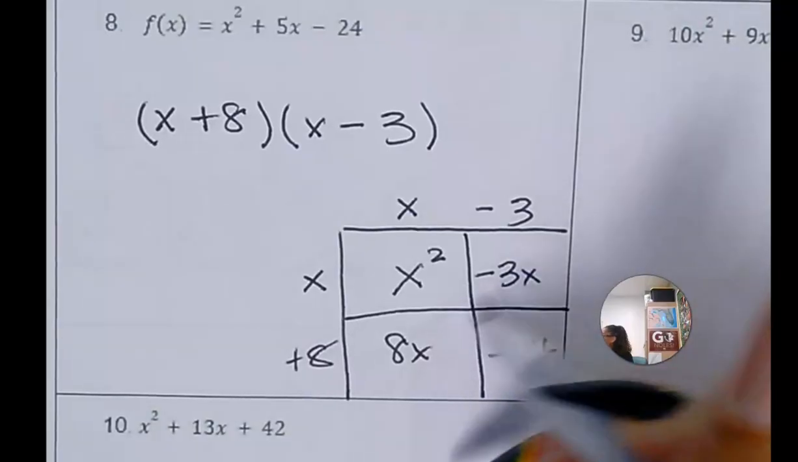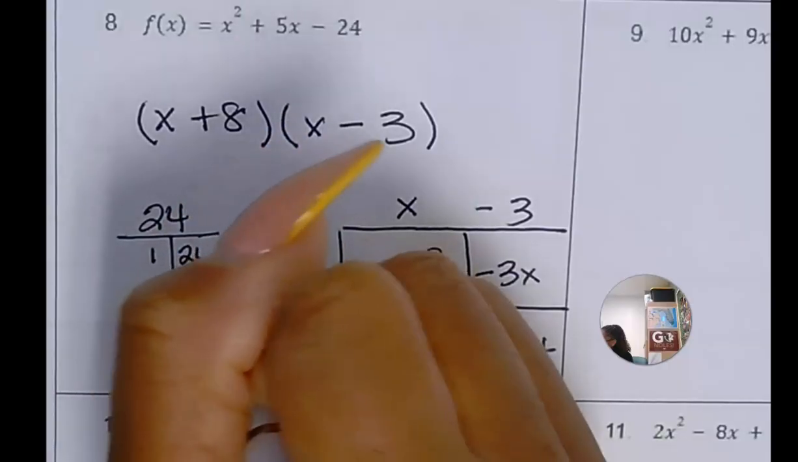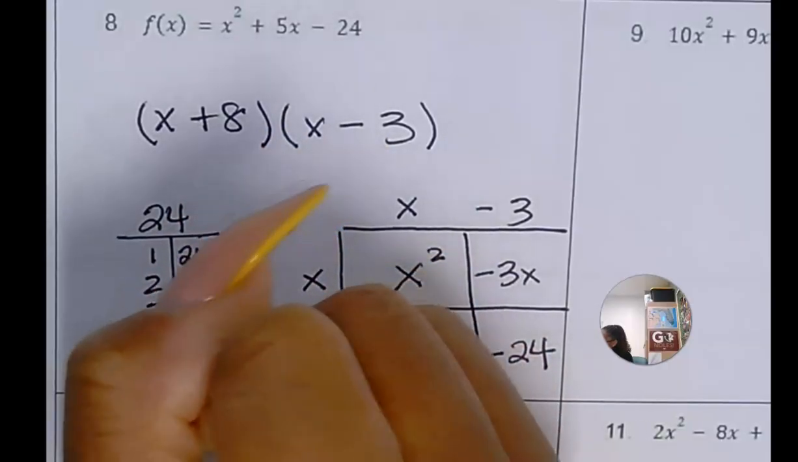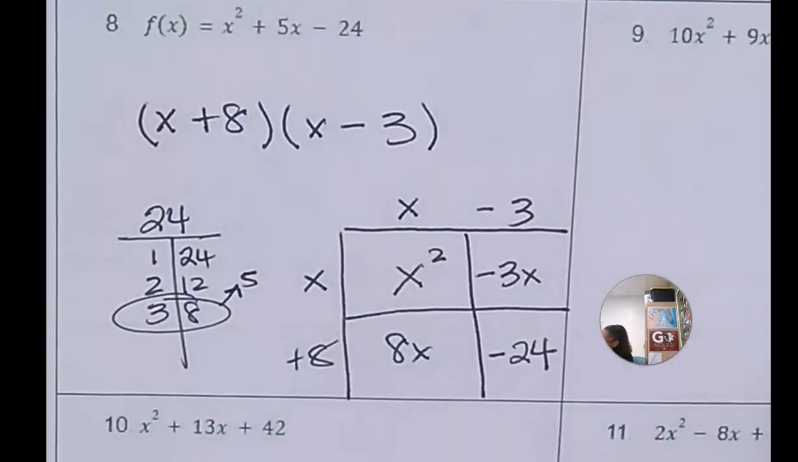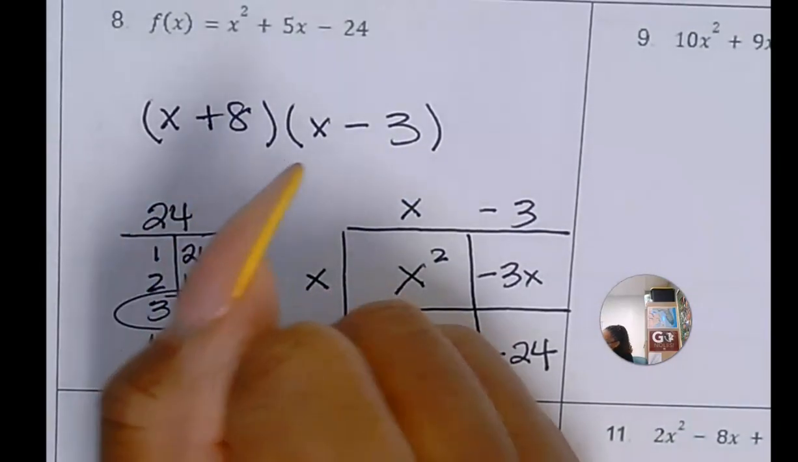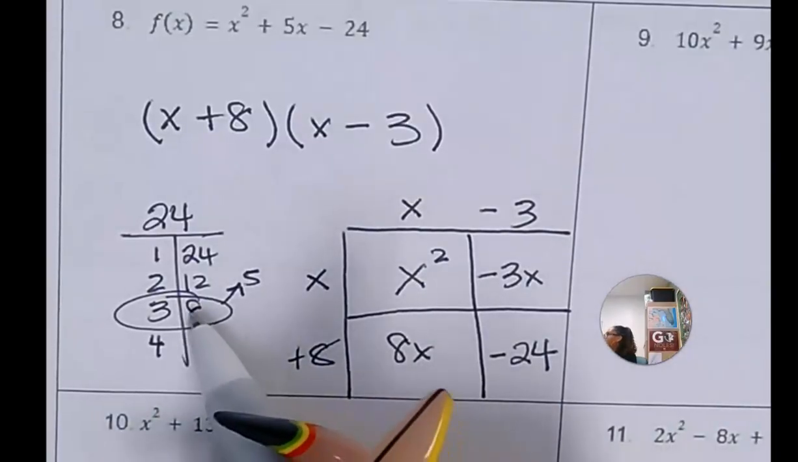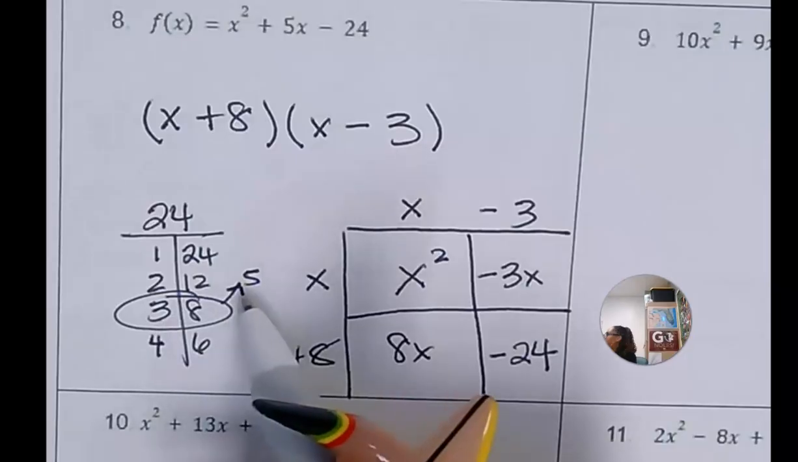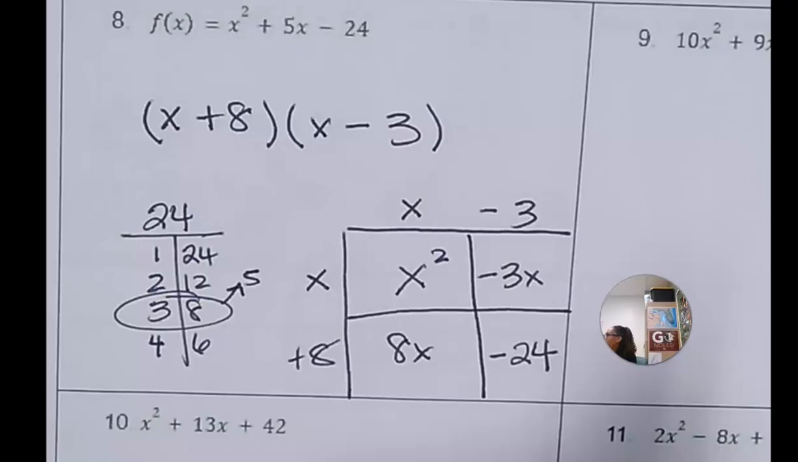Okay, the middle will still split. You just got to know what goes into 24. 1 and 24, 2 and 12, 3 and 8. This right here will give me my 5. 4 and 6. I got to know I'm either adding or subtracting, because if they did 8 plus 3, then I would have gotten what? 8 plus 3 is 11.